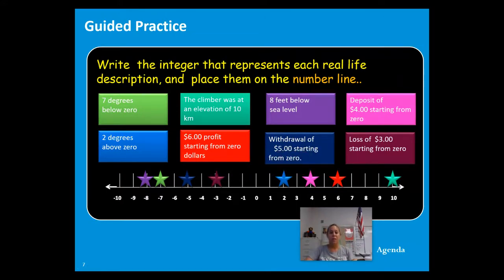Excellent. Okay, now that you have a good understanding of integers and matching integers with scenarios, you're going to complete a practice on your own.